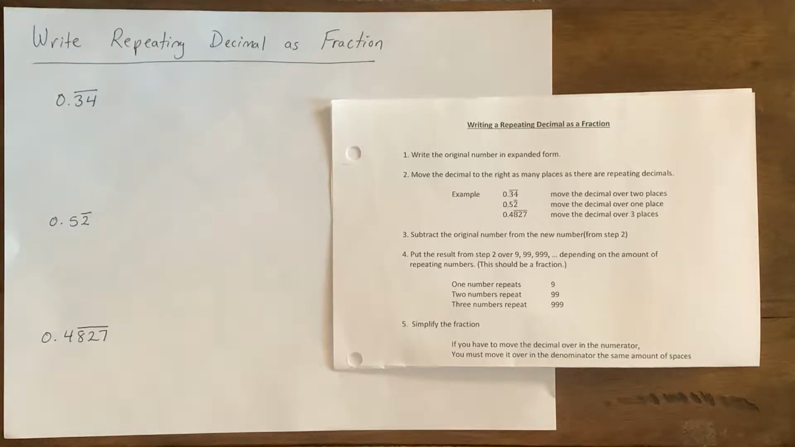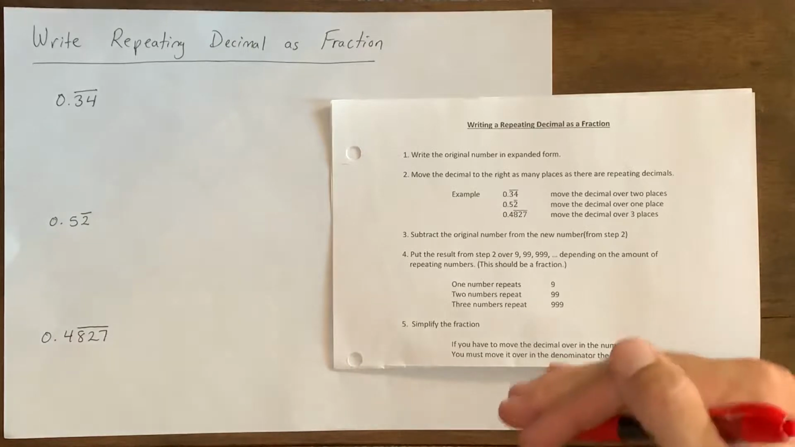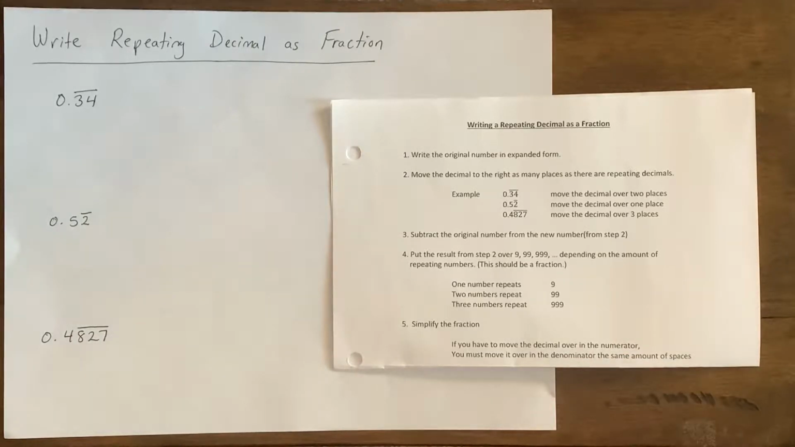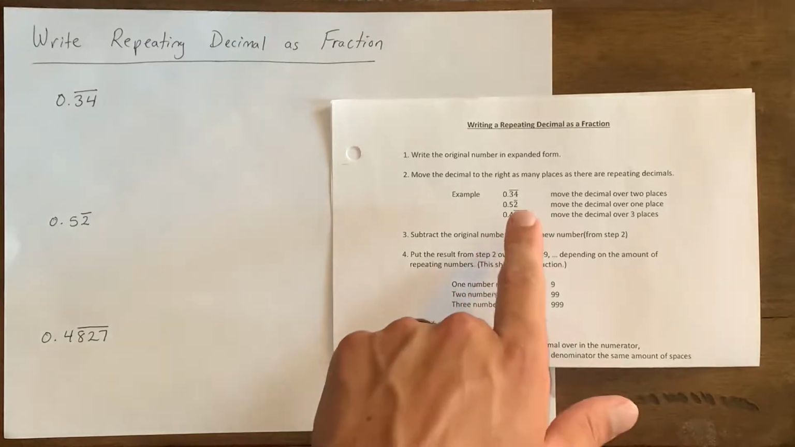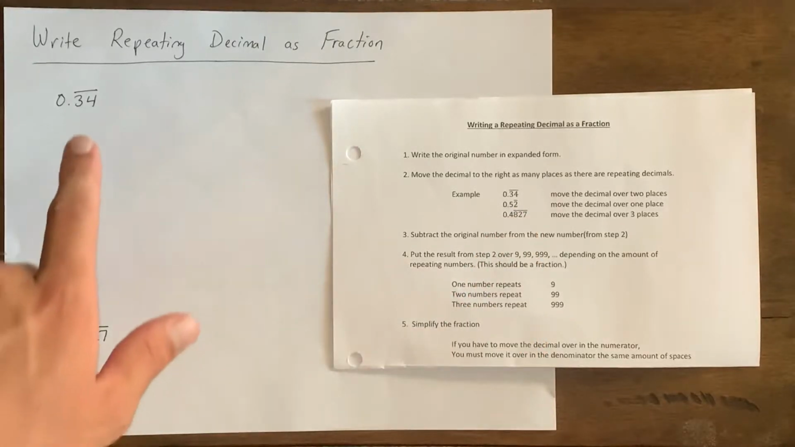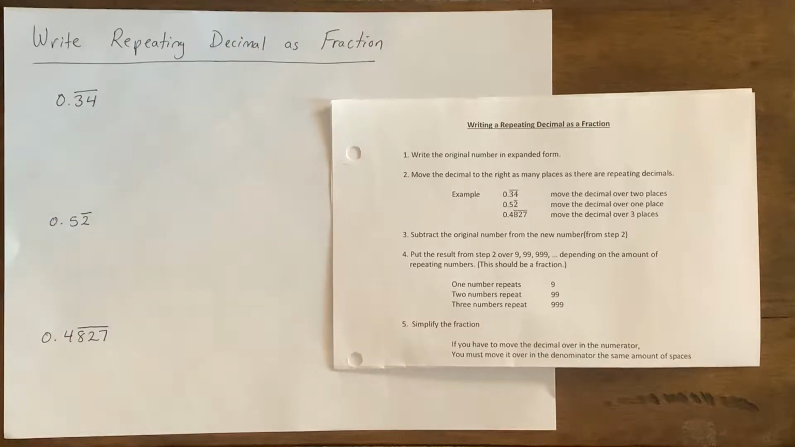In this video, we're going to look at how to write a repeating decimal as a fraction. So we have 5 steps here that we're going to follow. Step 1 says write the original number in expanded form. Expanded form just means, for our first example, if we have 0.34 repeating, we're just going to write what that means, 0.343434, and give us some room to work with.